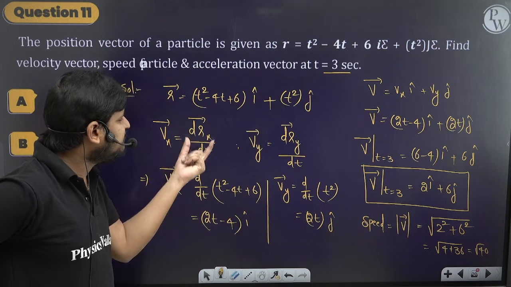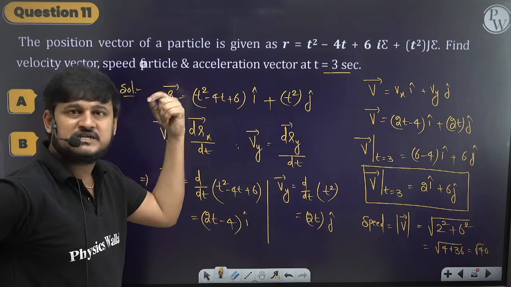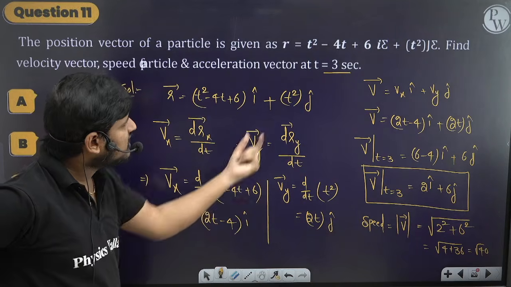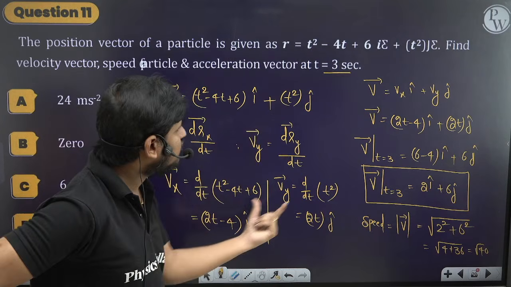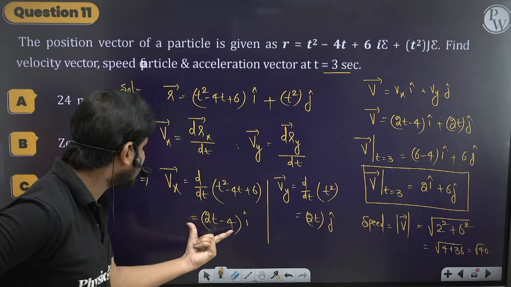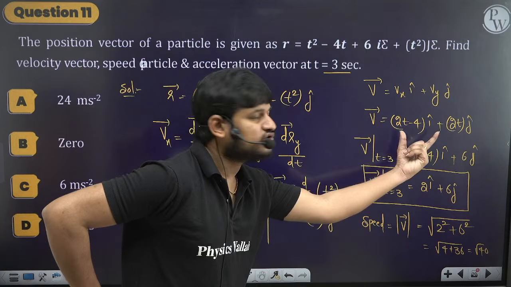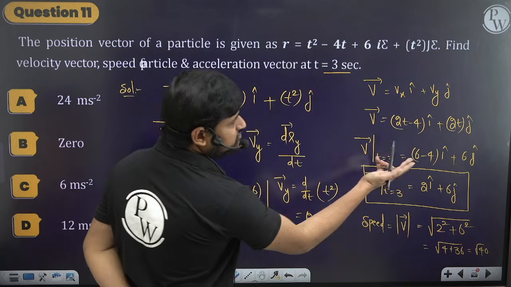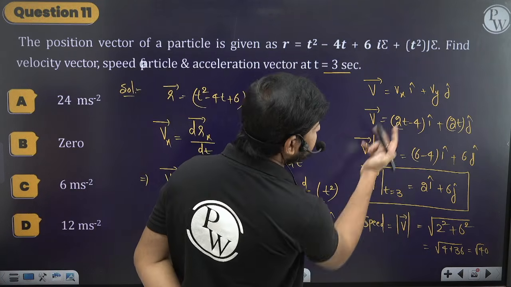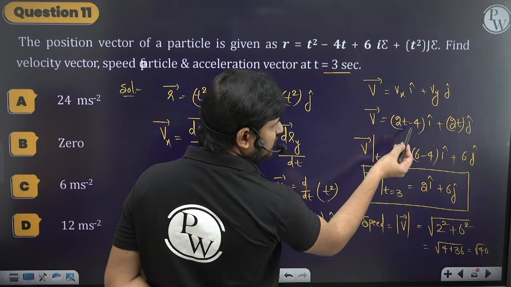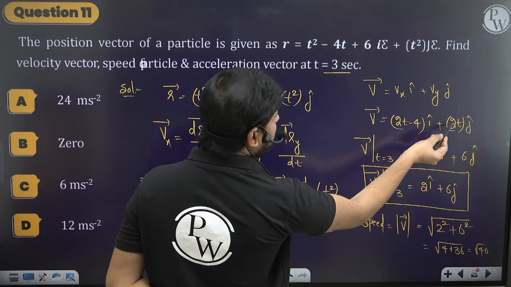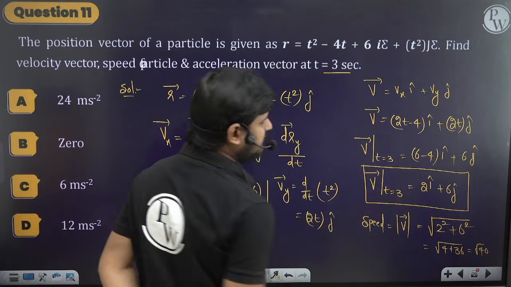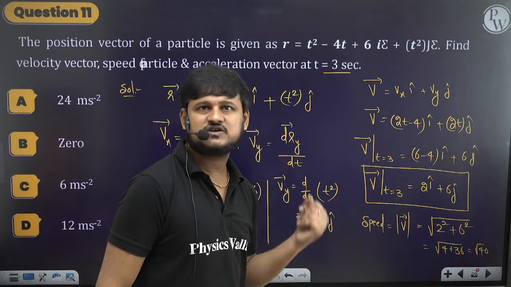So in the x direction we differentiated t square minus 4t plus 6, and its differentiation is 2t minus 4. Here its differentiation is 2t. So the total velocity vector will be vx i cap plus vy j cap. They asked us to find it at t equals 3 seconds, so I substituted t equals 3. So 2 into 3, 6 minus 4, and 2 into 3, 6. So this is going to be 2 i cap plus 6 j cap. This is the velocity vector at time t equals 3 seconds.